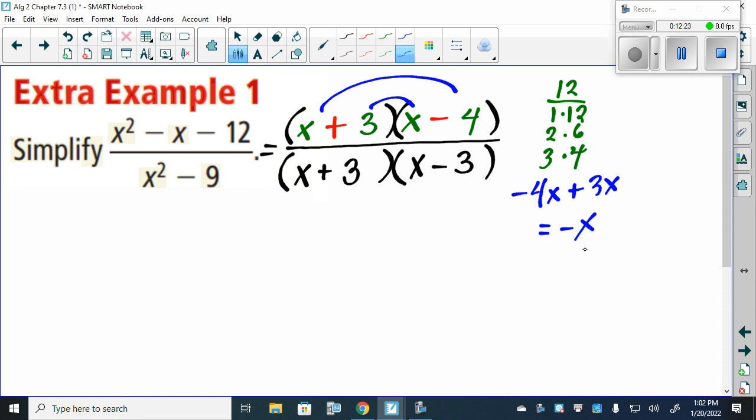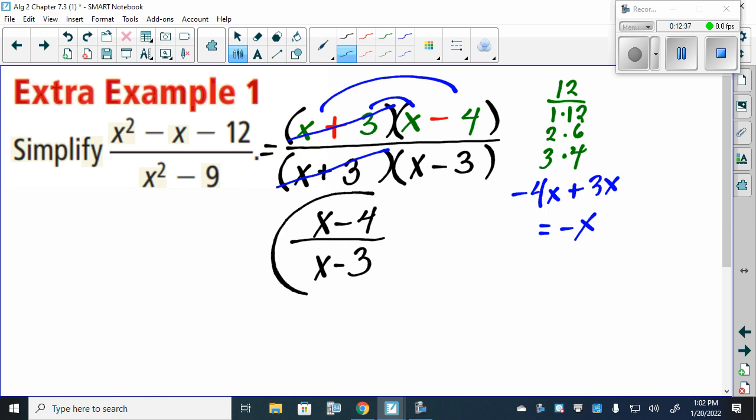Do we have anything in common on top and bottom? The x plus 3 and x plus 3, and we can cancel those out, which would leave us with x minus 4 over x minus 3. And that would be simplified.